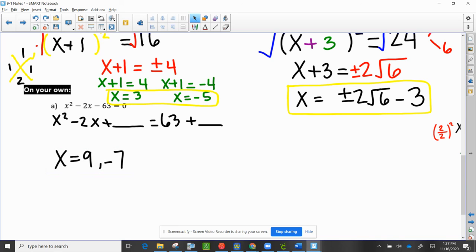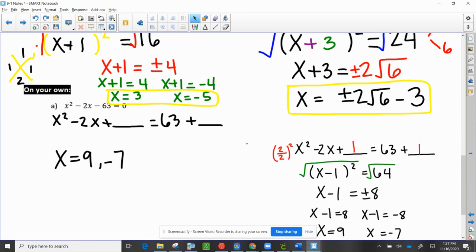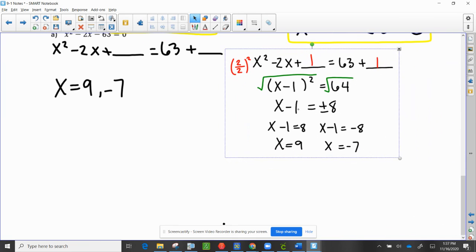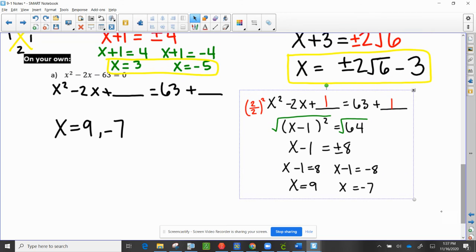Okay, the two answers I got were 9 and -7. So let me show you my work. I'm going to pull it out here on the side. So I have my setup, and I complete the square by taking half of 2, which is 1, and squaring it. So 1 squared is 1. So we add 1 to both sides of the equation.